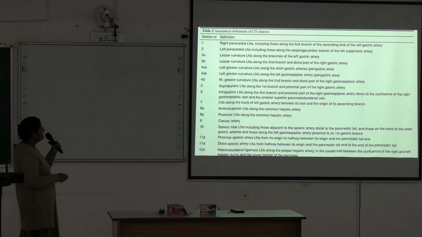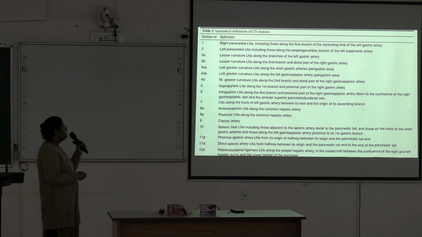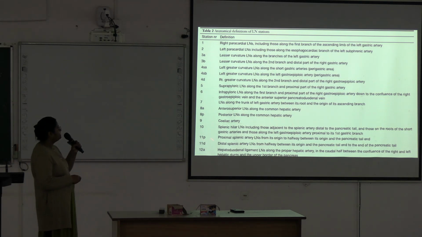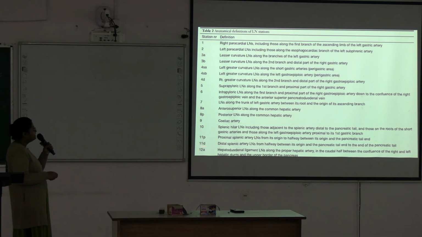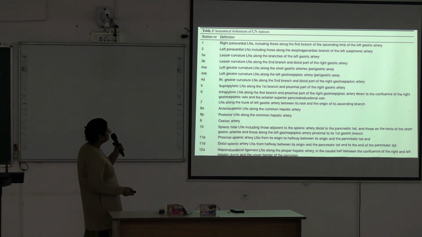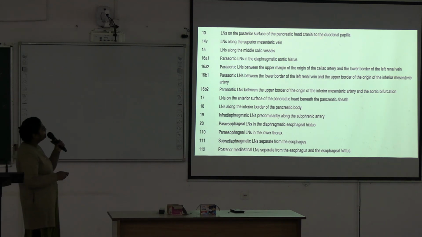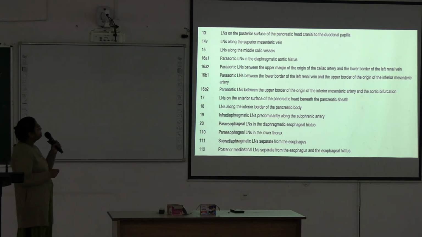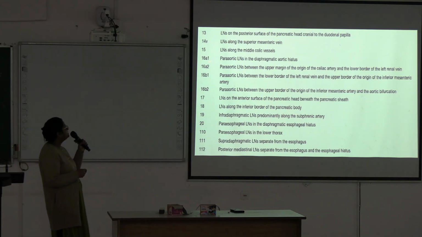9 is celiac artery nodes, 10 is splenic hilum lymph nodes, 11P and 11D. 11 proximal and distal. P and D represent proximal and distal. Proximal splenic artery lymph node, distal splenic artery nodes. 12 is hepatoduodenal ligament lymph nodes. Okay, next. 13 is lymph node on the posterior surface of the pancreatic head, cranial to the duodenal papilla. 14V is lymph node along the superior mesenteric vein. 15 is along the middle colic vessels.